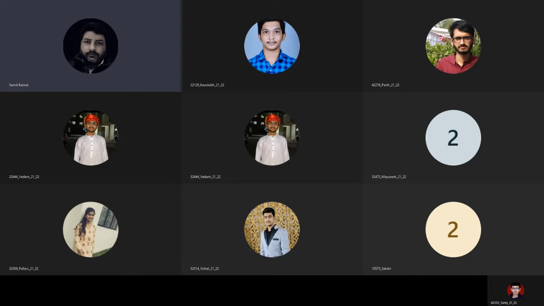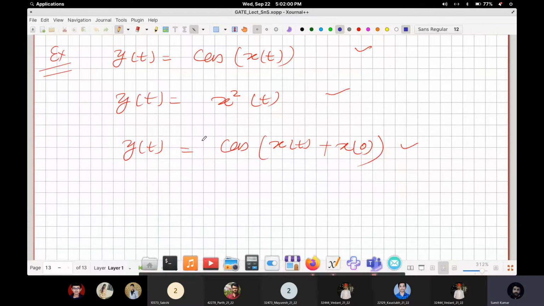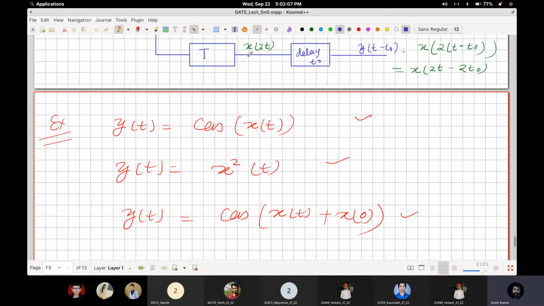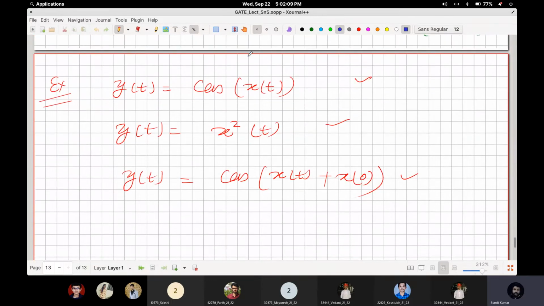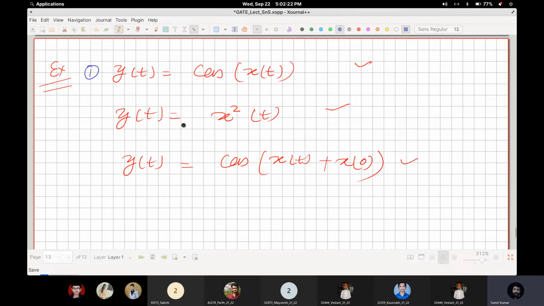Okay, so let me start. Let me share this. I hope that it is visible to all of you. So these were the problems. Can you tell me whether this first one is time invariant or not, or time variant or time invariant? Can anybody guess?